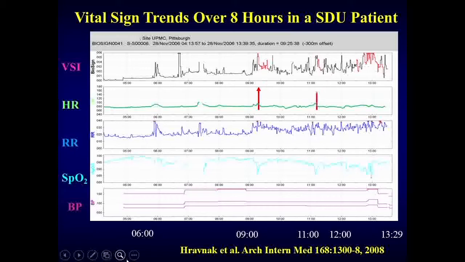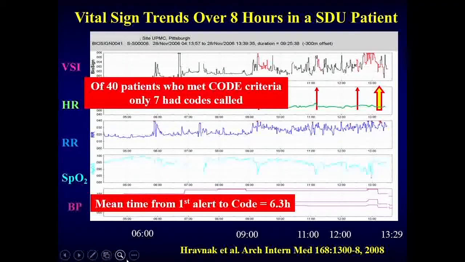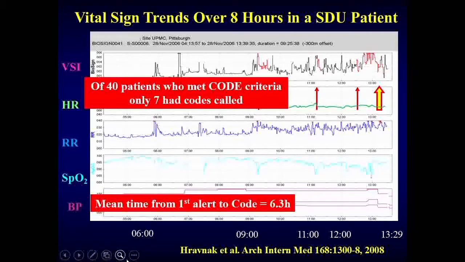As you can see, by the VSI values there, that's when they called the code. But you can clearly see that this patient was unstable long before. And for the people in this 8-week period, the mean time from the first alert to a code being called was 6.3 hours. Not minutes, hours.